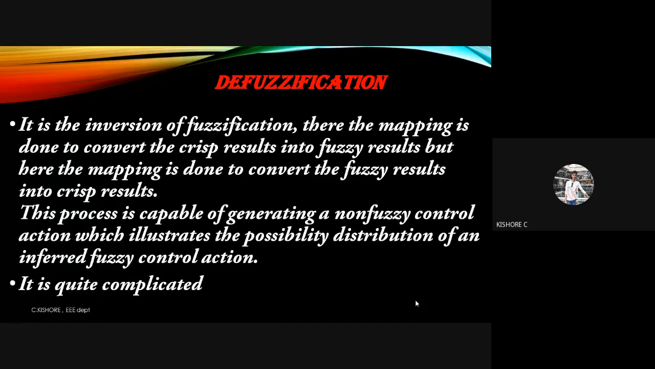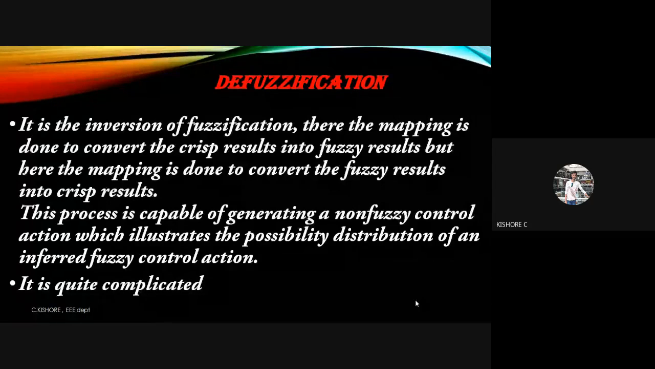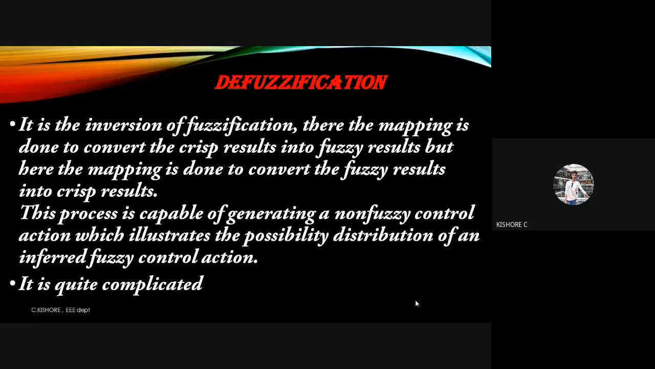It is also known as center of area, center of gravity, etc. And next, the weighted average method, which is valid for symmetrical output membership. And finally, the mean max membership or middle of maxima. Of these four methods, the centroid method and weighted average method are widely used.